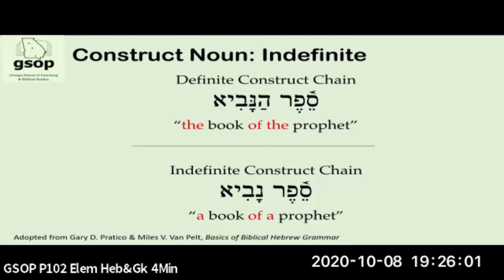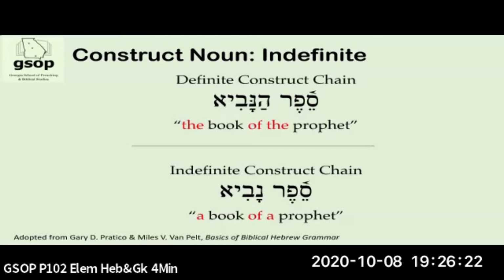Now you can have an indefinite, a book of a prophet, and there's no definite article. There's no hey or ha with it. So it's Sefer Navi. And so it's a book of a prophet. I just want to note, it's still two nouns side by side. It's still the construct state.